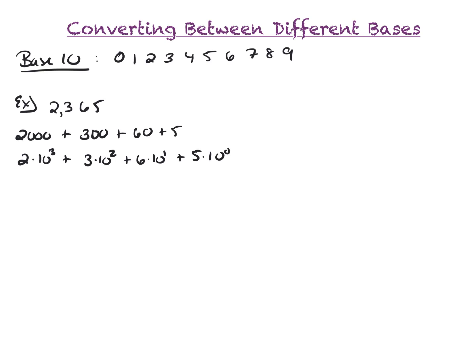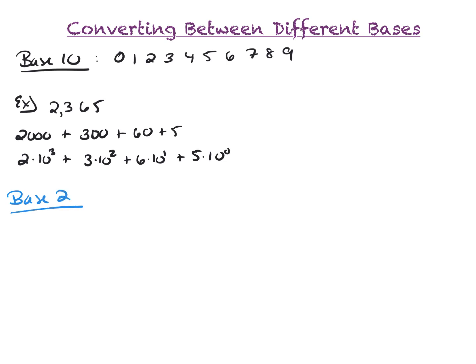And if you notice, the 2,365 only used the symbols 0, 1, 2, 3, 4, 5, 6, 7, 8, 9, and no other symbols are listed here. So expanding out 2 times 1,000 plus 3 times 100 plus 6 times 10 plus 5 times 10 to the 0 is really a helpful exercise in converting to a different base. So let's discuss a different base. Let's discuss something like base 2.